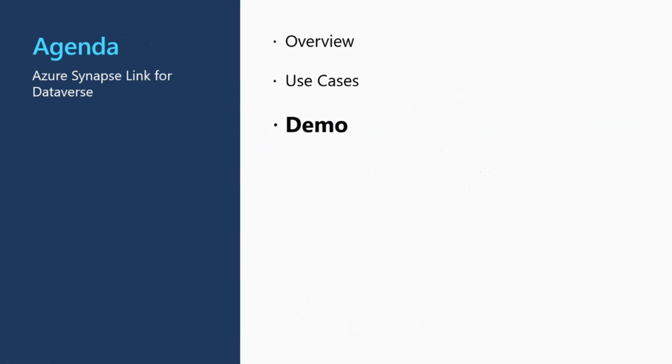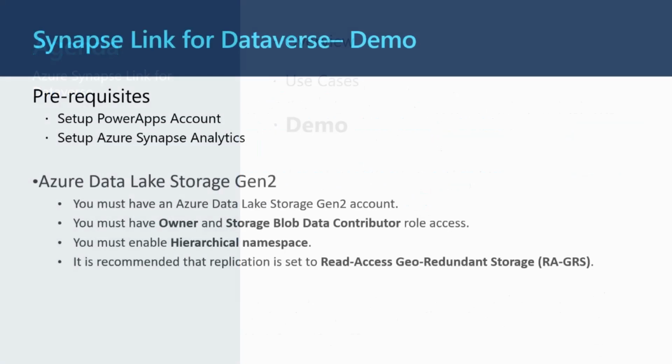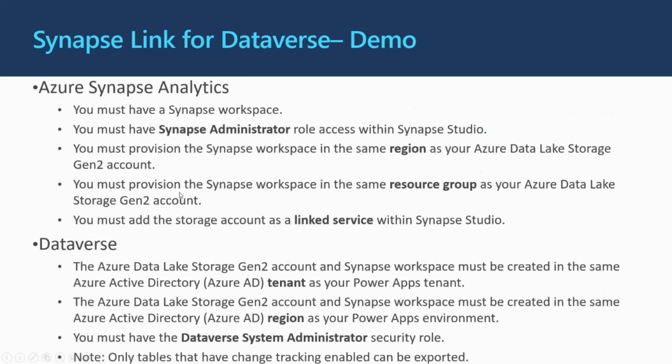Let's jump into the most important section of this video, which is the demo section, where I will teach you how to enable the Synapse Link for Dataverse and then how you can run near real-time analytics using Synapse. Before we can establish a link between the data in Dataverse and Azure Synapse Analytics, there are a number of prerequisites that need to be met. Please make sure we meet all these prerequisites before enabling the Synapse Link for Dataverse.